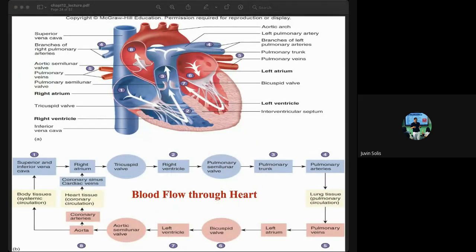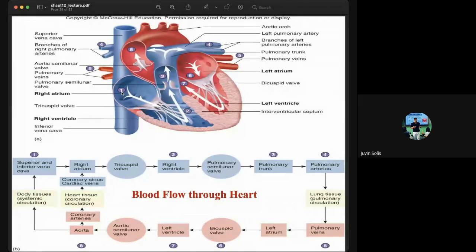Ano naman ito? This one is the blood flow through the heart. Okay, so as you can see here again, wait lang, accept ko lang tong mga pumapasok. Now let's go back. As you can see here, the first one, the superior and inferior vena cava. Okay, this is the first one here. Then this is the right atrium.